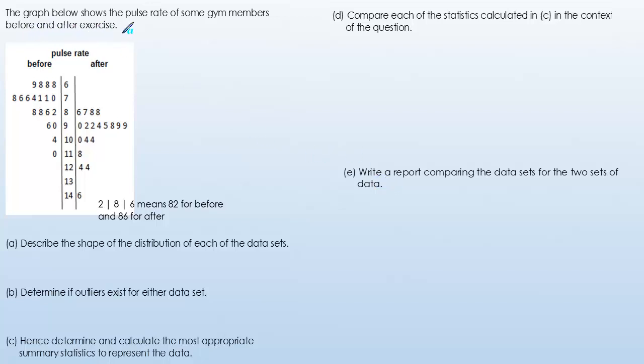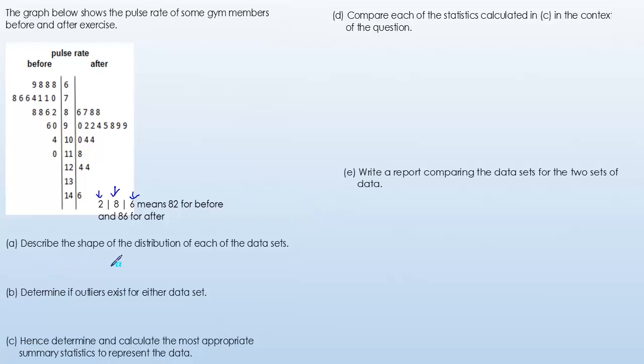The graph below shows the pulse rate of some gym members before and after exercise. Now I'm just going to draw your attention to the key here. So this is the value in the stem. This is a leaf that's to the left, in this data set here, and this is a leaf that's to the right. So when we look at the left data set, we just look at the stem and the leaf, and that represents 82. And when we look at the data set to the right, we look at the stem and the leaf, and that represents 86, and that's what this is saying here.